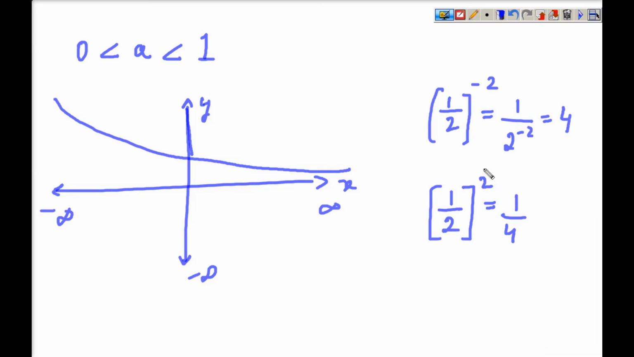So it's the opposite. If we have x in negative, the value is increasing, but if we have x in positive and increasing, the value is decreasing and is approaching 0. That's why this function, this graph is tending towards 0. So from this we can see the domain and range.